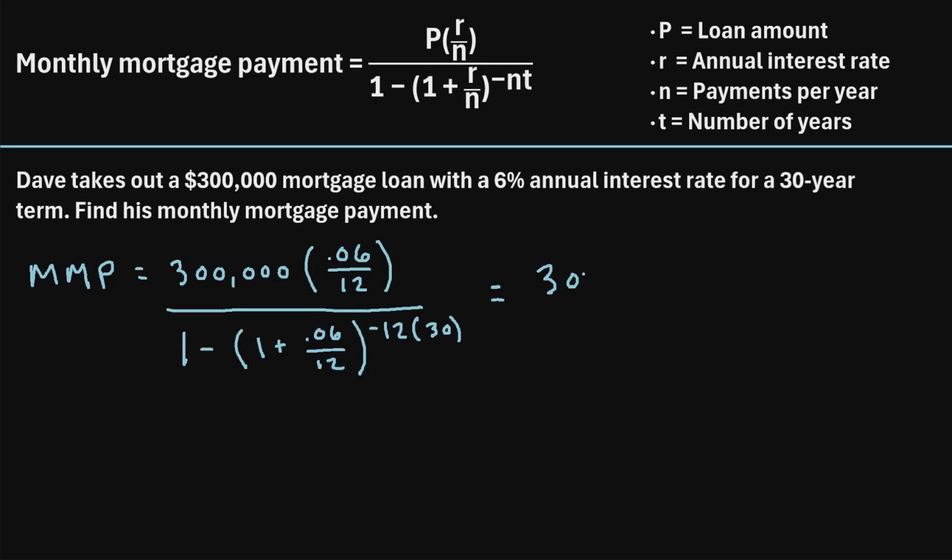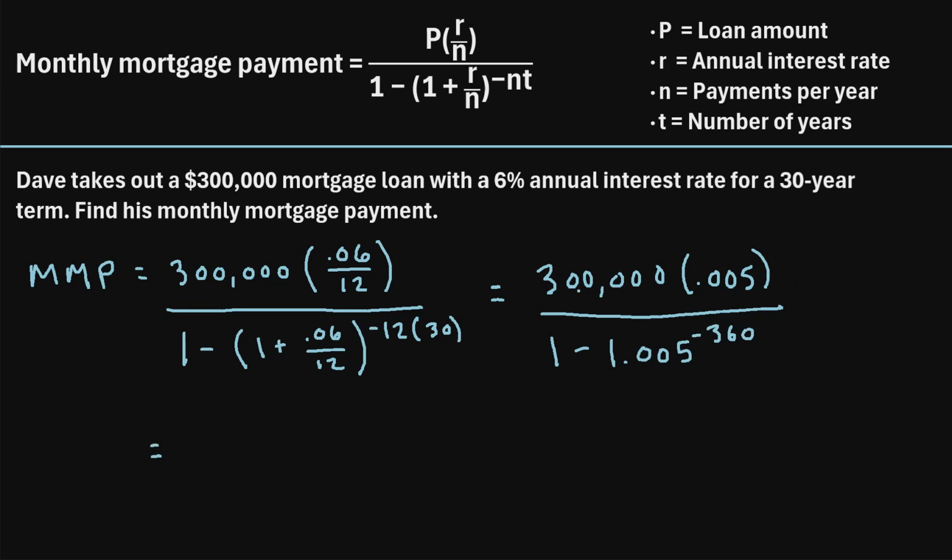So we get 300,000 times 0.06 divided by 12. That turns out to be 0.005. And in the denominator, we have 1 minus, so 0.06 divided by 12, that's 0.005, plus 1, that would be 1.005. And that's raised to the power of negative 12 times 30. So that is negative 360. So in the numerator, here's what we get. 300,000 times 0.005 is 1,500. And in the denominator, we get 1 minus 1.005 to the negative 360 power.